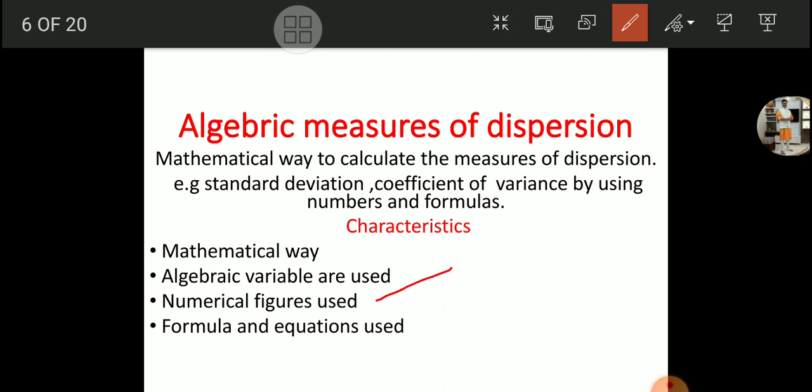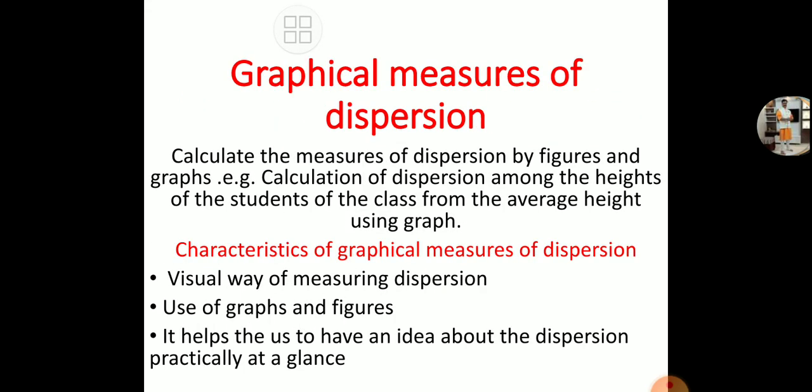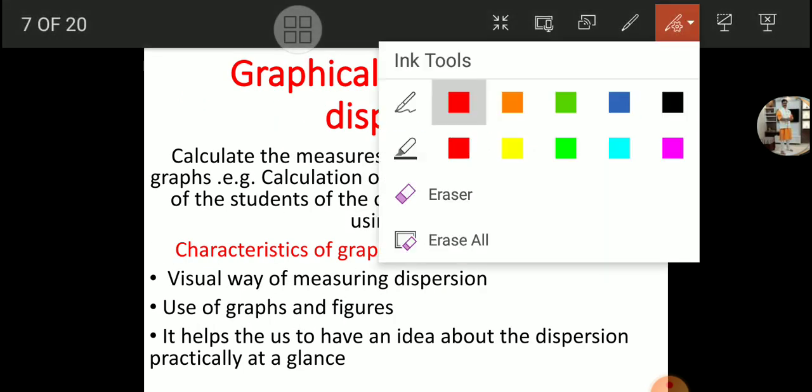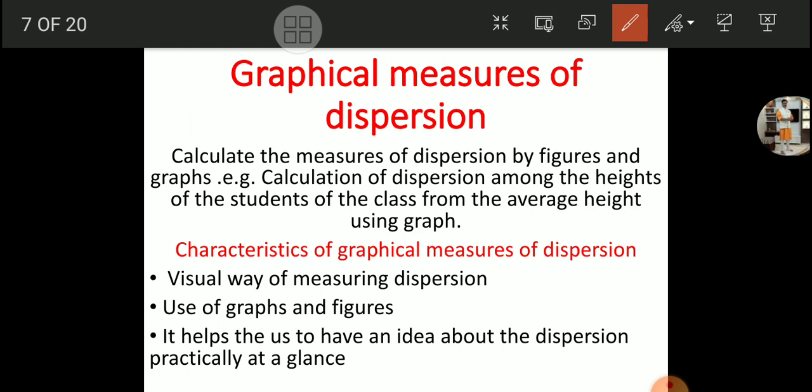Numerical figures, formulas and equations are used in the case of the algebraic one, isn't it? Now, graphical: as we have seen, there are two main types of measures of dispersion. First, algebraic; second, graphical. In graphical measures of dispersion, we calculate the measures of dispersion by figures and graphs.